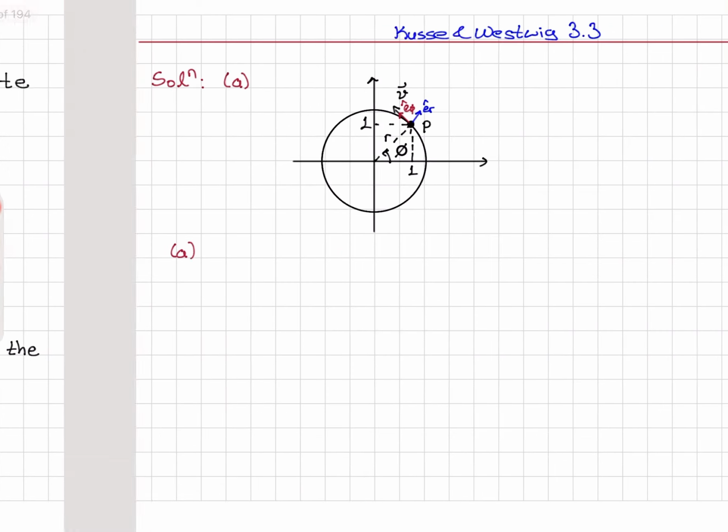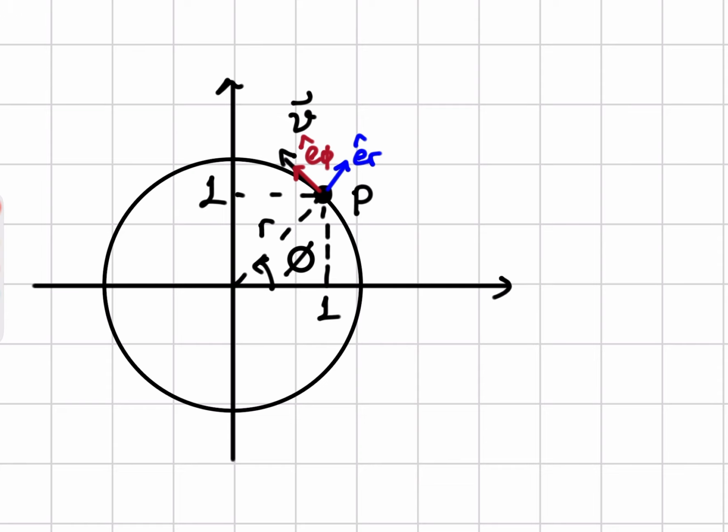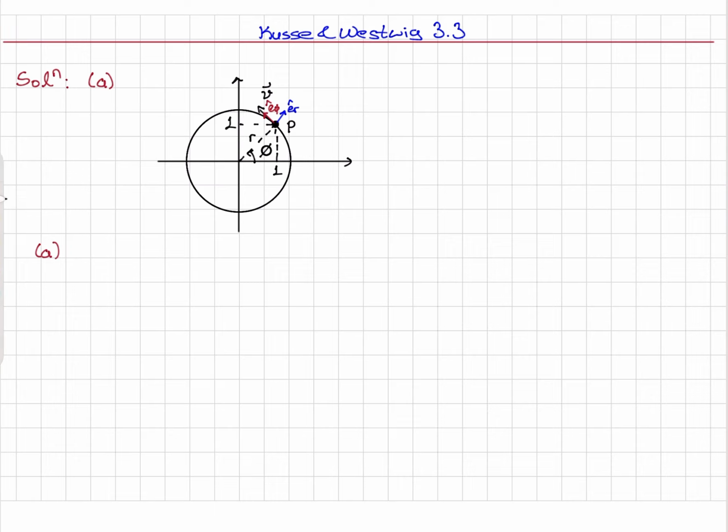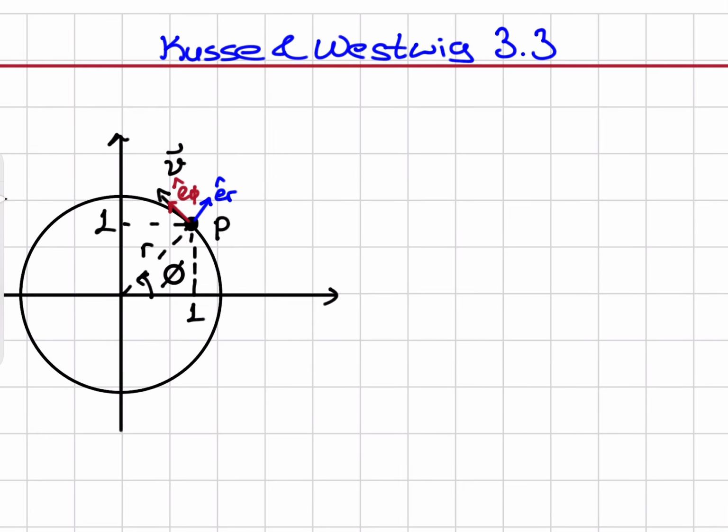Okay, so we have a point P, which is part of the circle here, located at point 1, 1. There are corresponding polar coordinates r and phi. There will be a unit vector e r hat on the radial axis and e phi hat on the polar axis. And the velocity, the tangential velocity, is given by v equal to its magnitude v in the e phi hat direction.